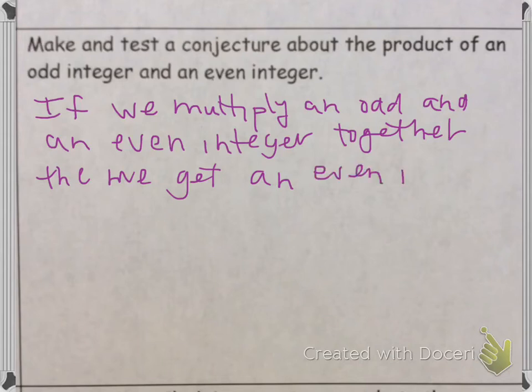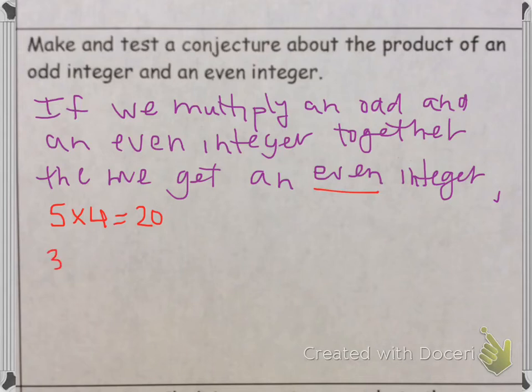Then we get an even integer. Okay, so that's my guess of what's going to happen. If we multiply an odd and an even integer together, then we get an even integer. So what we're going to do now is test that conjecture and see whether or not it's correct. An odd number, maybe like 5, times an even number, maybe like 4, gives me 20, which is an even integer. So that worked that time.